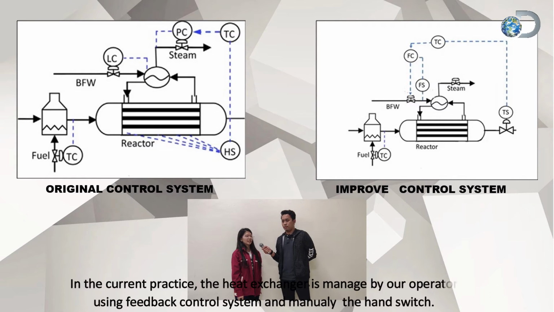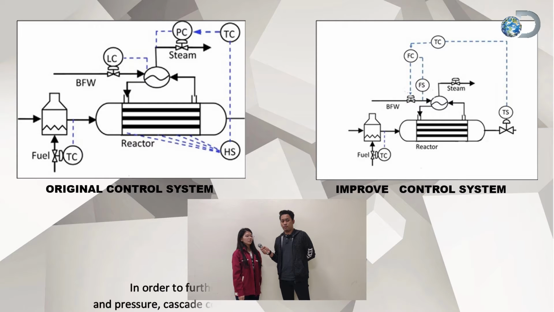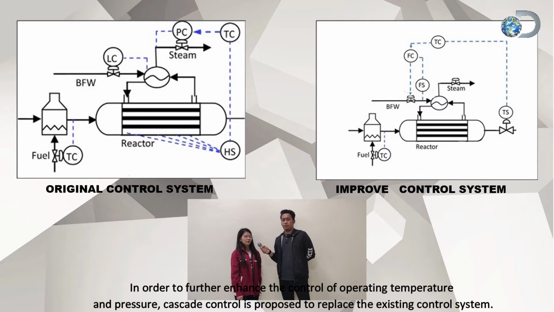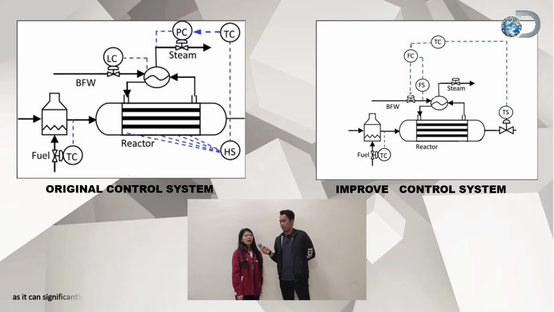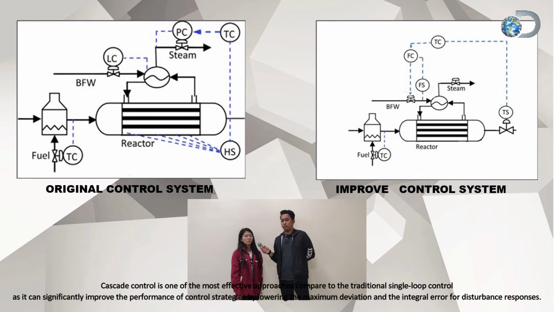In the current practice, the heat exchanger is managed by our operator using a feedback control system and also manually using a hand switch. In order to further enhance the control of operating temperature and pressure, cascade control is proposed to replace the existing control system. Cascade control is one of the most effective approaches compared to traditional single loop control.